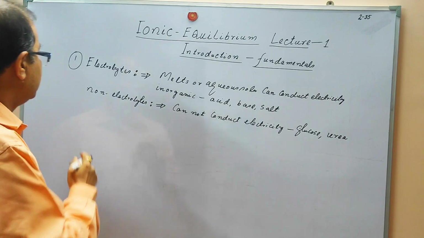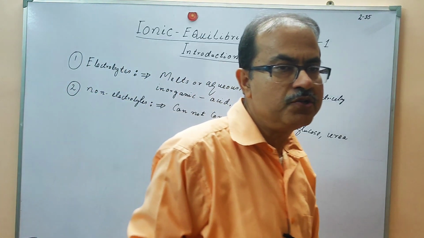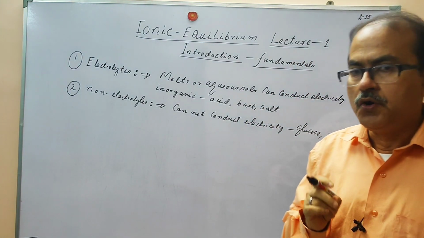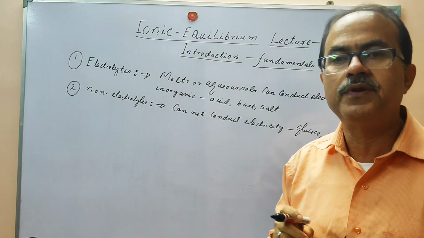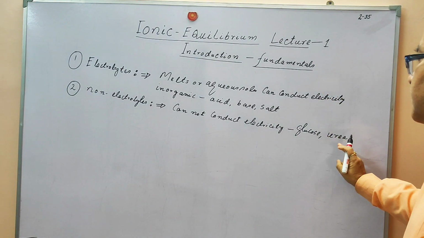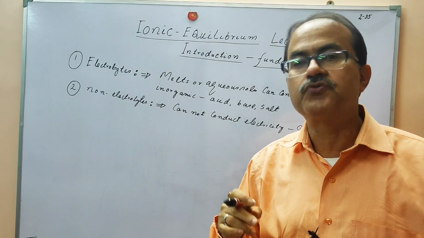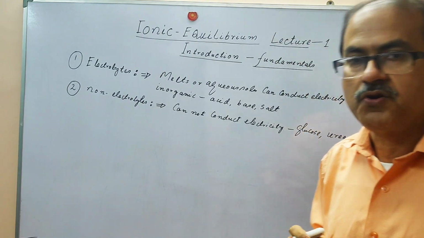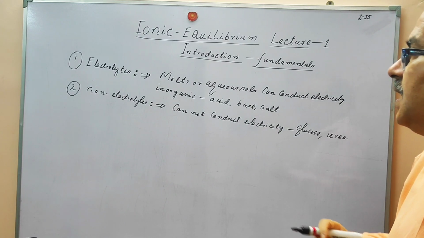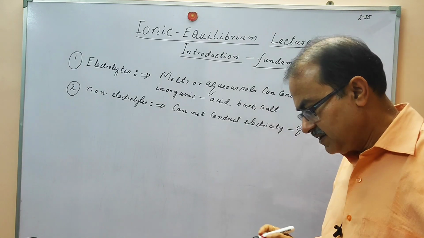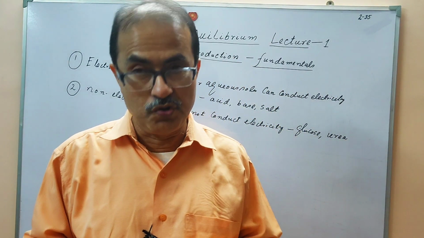So electrolytes are those which conduct electricity in the melt condition or in aqueous solution. Non-electrolytes are those substances which are not going to conduct any type of electricity, such as glucose and urea, and you will find a lot of examples, like sugar solutions. They are not going to conduct any electricity in their aqueous solution. Again, electrolytes are further classified into strong electrolytes and weak electrolytes.